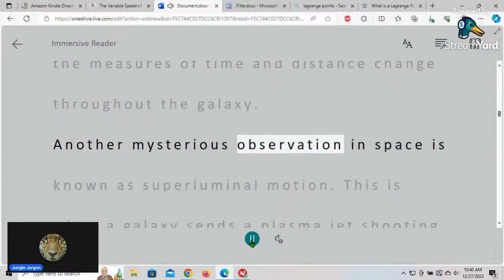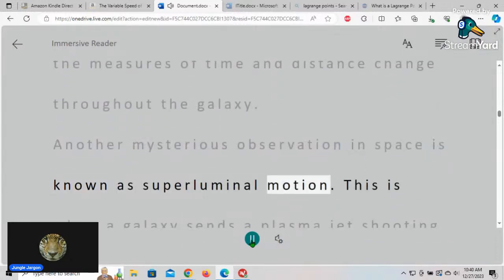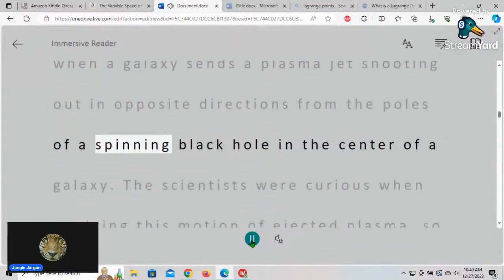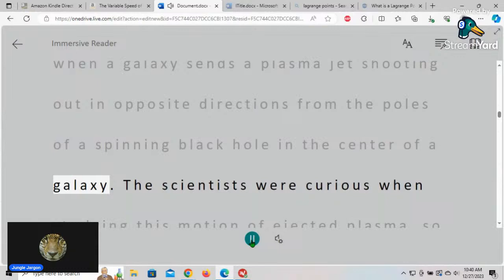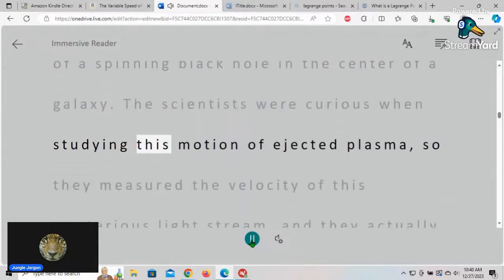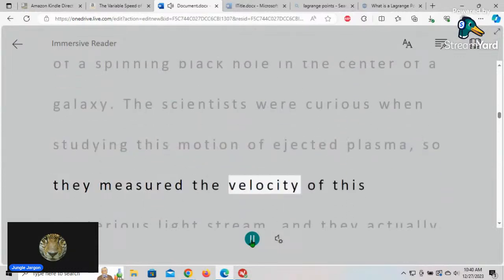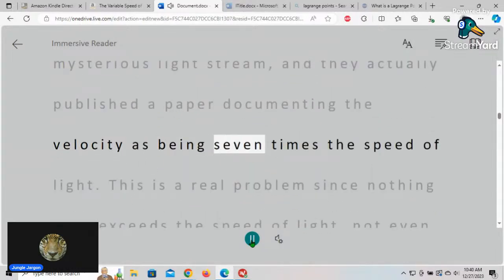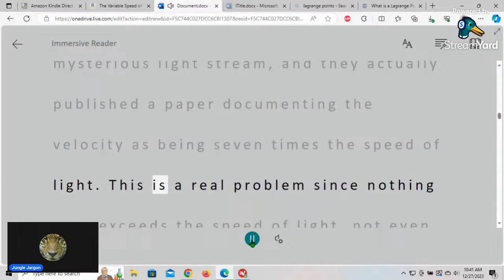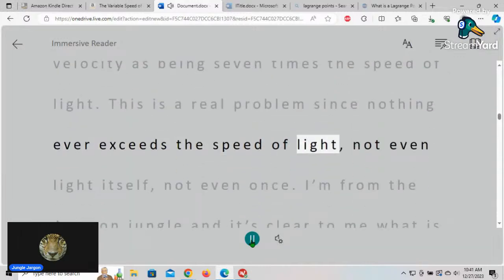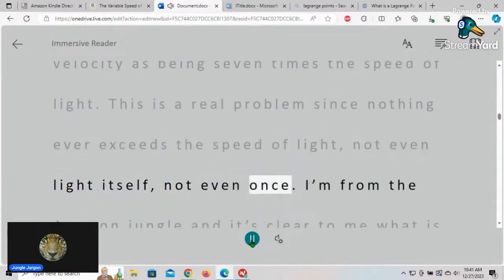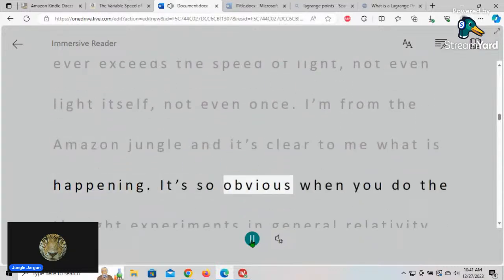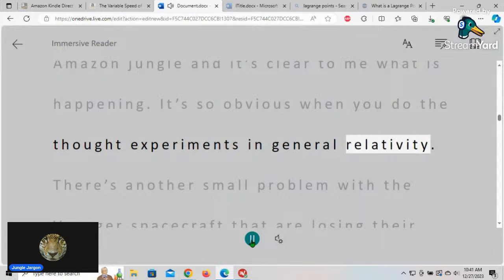Another mysterious observation in space is known as superluminal motion. This is when a galaxy sends a plasma jet shooting out in opposite directions from the poles of a spinning black hole in the center of a galaxy. The scientists were curious when studying this motion of ejected plasma, so they measured the velocity of this mysterious light stream, and they actually published a paper documenting the velocity as being 7 times the speed of light. This is a real problem since nothing ever exceeds the speed of light, not even light itself, not even once. I'm from the Amazon jungle and it's clear to me what is happening. It's so obvious when you do the thought experiments in general relativity.